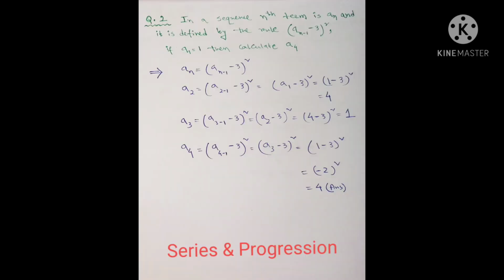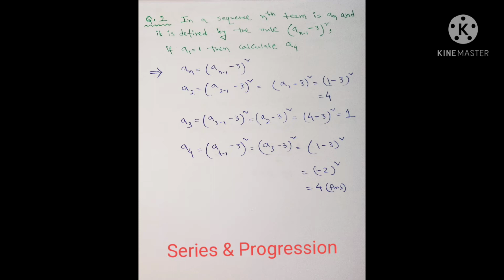Now come to problem number 2. In a sequence, the nth term is an and it is defined by the rule an = (an-1 - 3) whole square. If a1 is equal to 1, then calculate a4. So here we have to calculate a4, and the generalized equation is given that an is equal to (an-1 - 3) whole square.